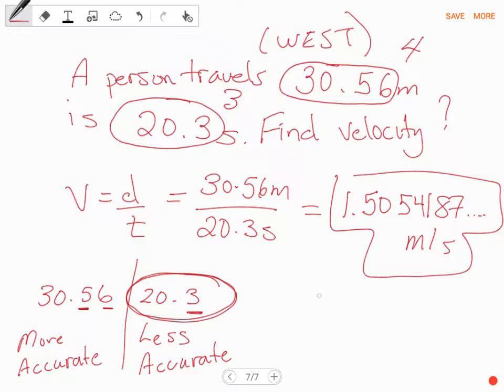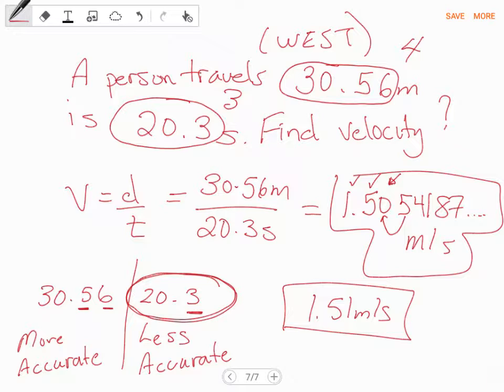Now, if you look here, this is going to count, this is going to count. Now this is a little bit of a question mark right here. This has to do with rounding. This 5 will round us up. So your final answer is 1.51 meters per second. That is how you would give the final answer for that question.